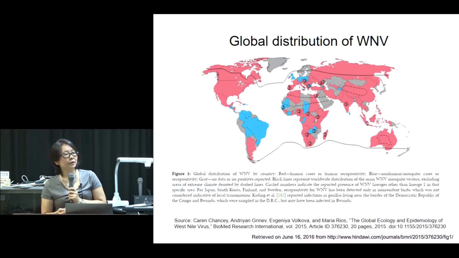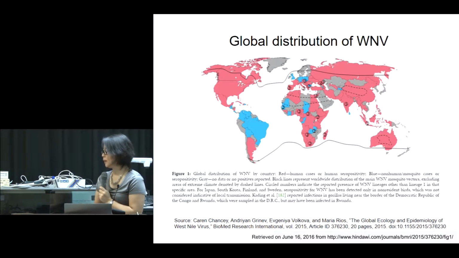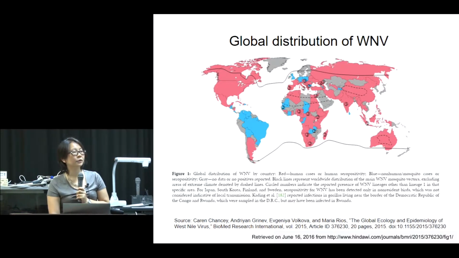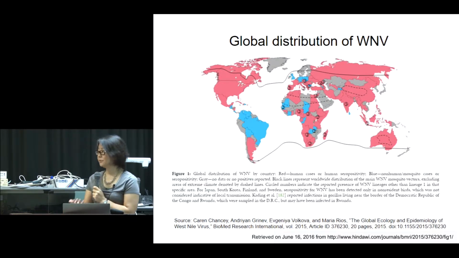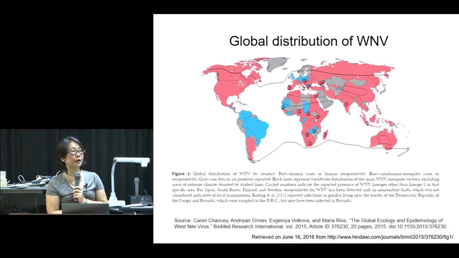If we see this figure taken from a paper also published in this journal, Biomed Research International, I don't know if you can actually read from the handout. Sorry, maybe the font is too small, so I'll read a little bit about the text here. You see three colors in this figure. The red color shows you human positive cases of West Nile virus, okay? So these would be the red ones.